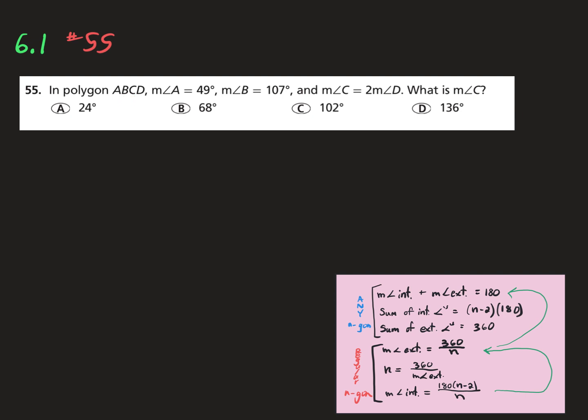It's a quadrilateral. So we could draw a polygon where A is about 49 degrees and B is about 107, and C is about, well, we don't know C and D, but C's measure is twice as big as D's measure. So this big angle looks like it's about twice as big as this. But it wouldn't matter if your picture wasn't representative. You could just draw any 4-sided shape like this.